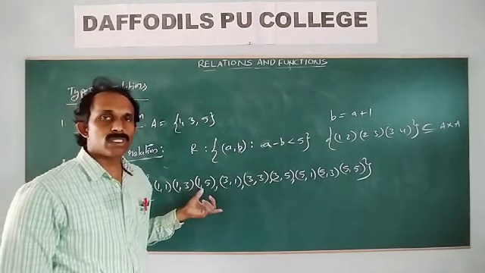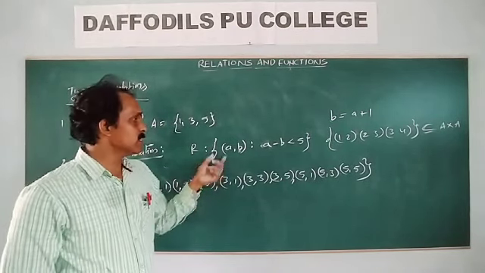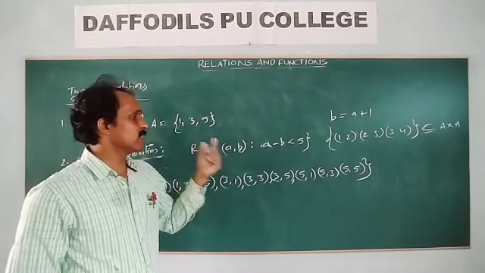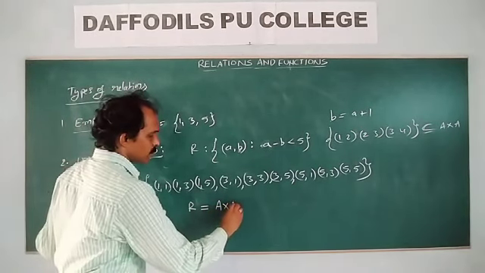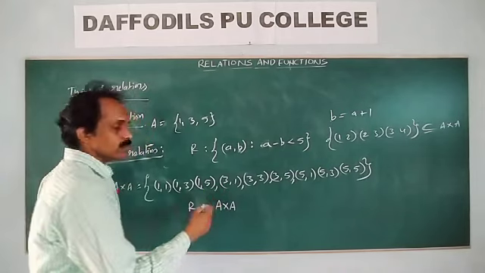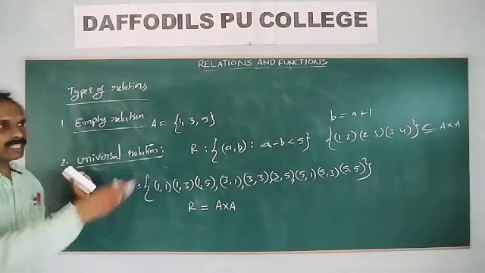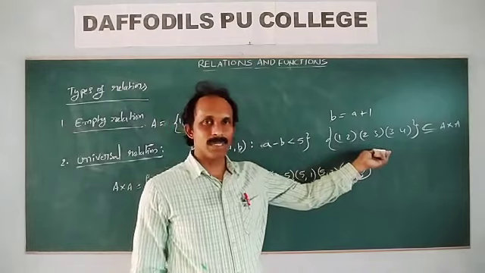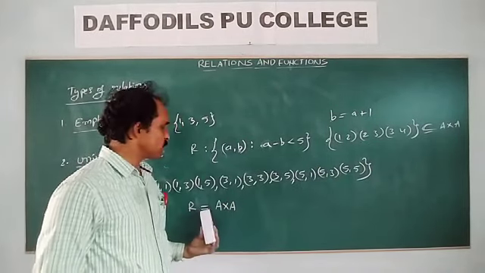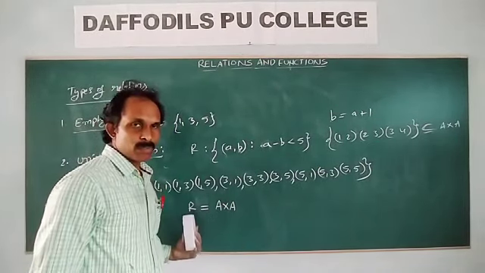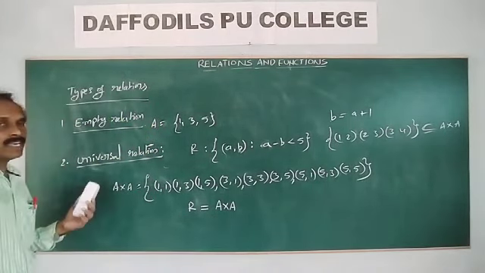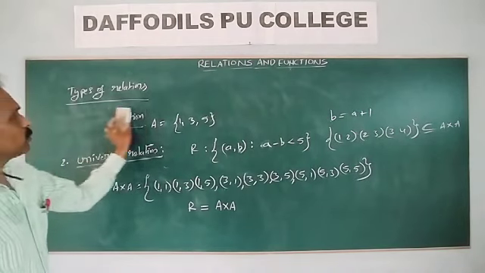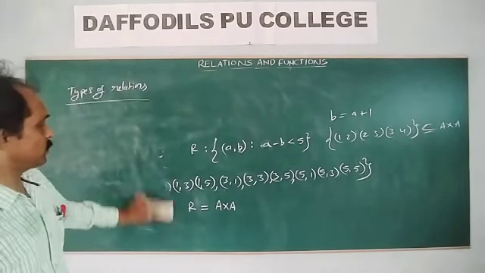So this is the universal relation. Each element satisfies the relation with every other element of A. Symbolically, R is equal to A cross A. In the previous case it was a subset, but here it is equal. So a relation may be a subset or equal. The empty relation and the universal relation are sometimes called trivial relations.